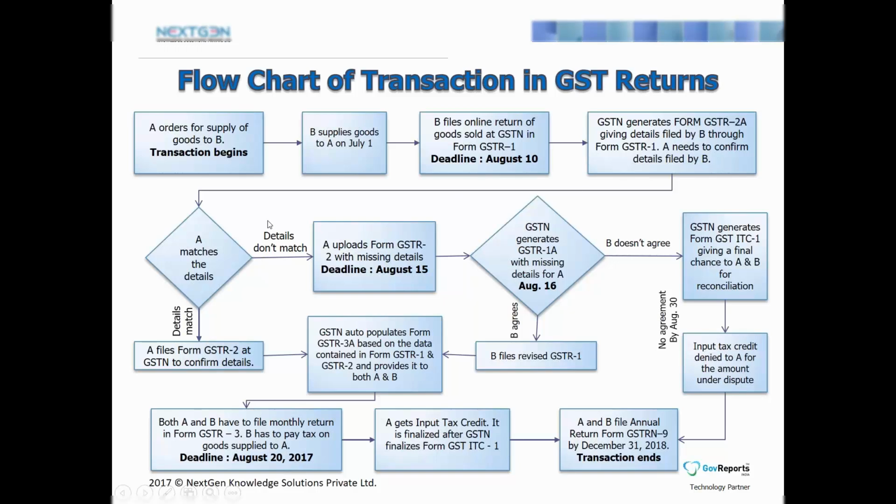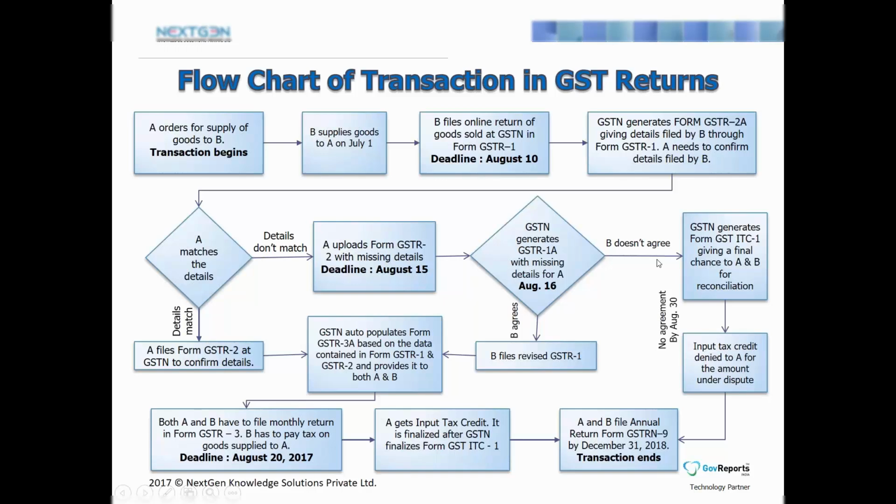But suppose the details don't match, then A uploads form GSTR 2 with missing details. GSTN generates GSTR 1A with missing details for A. This will be done by August 16. Then B files GSTR 1. GSTN auto-populates form GSTR 3A based on the data contained in GSTR 1 and GSTR 2 and provides it to both A and B. Then the same process is followed.